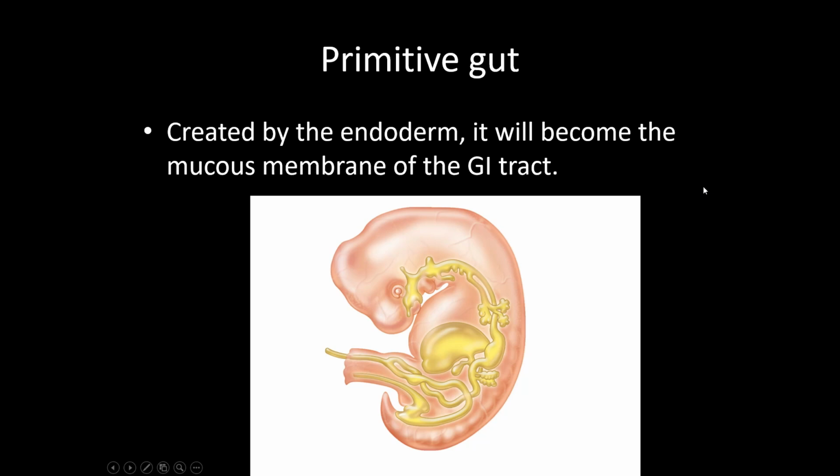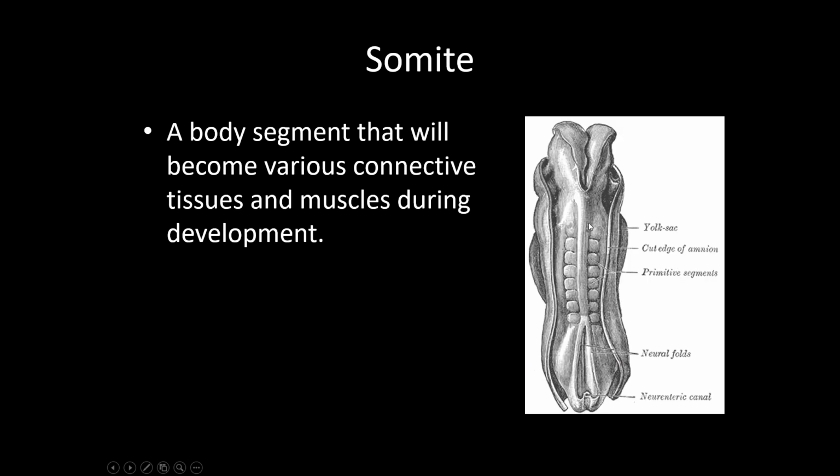Primitive gut is exactly what it sounds like. You can't even really tell what a lot of these organs are in here, and yet it is going to be what turns into our GI tract, our alimentary canal. When you start to look at a nice sealed up embryo that is, again, very early in development, we're about 3 to 4 weeks in this picture, you get these little body segments going on right here. Those body segments are somites, and that's what's going to end up making your connective tissue and your muscle. So it's made out of mesoderm.